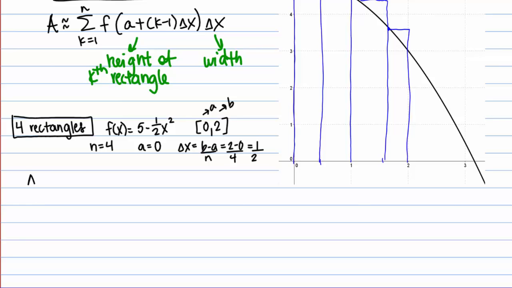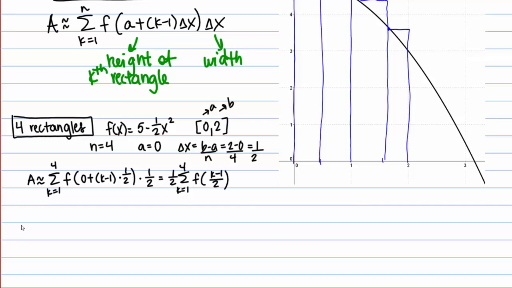So I have the sum from k equals 1 to n, which is 4, of f of a, which is 0, plus k minus 1 times delta x, which is 1/2, and all that's times delta x again, which is 1/2. This 1/2 here I can pull out front. That's a constant multiple. So 1/2 times the sum of f of 0, the 0 goes away, so f of k minus 1 over 2.